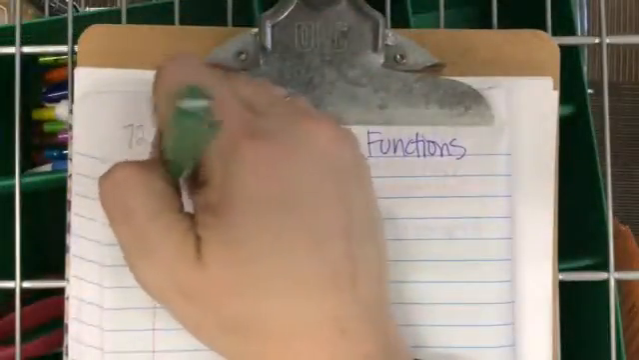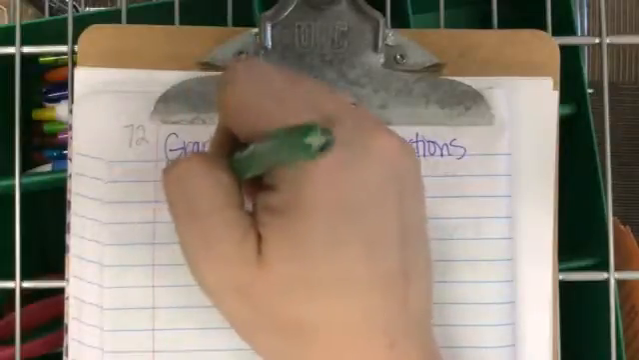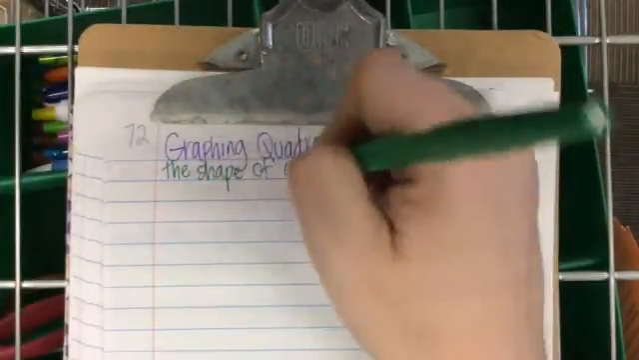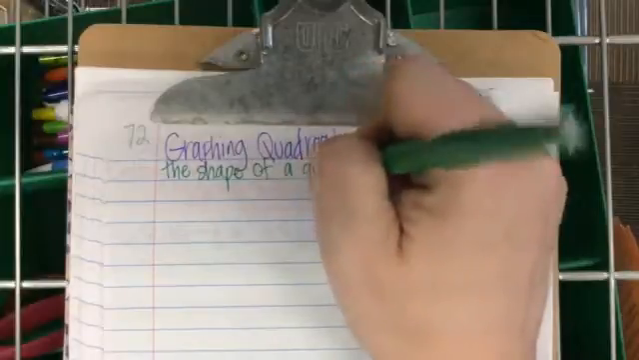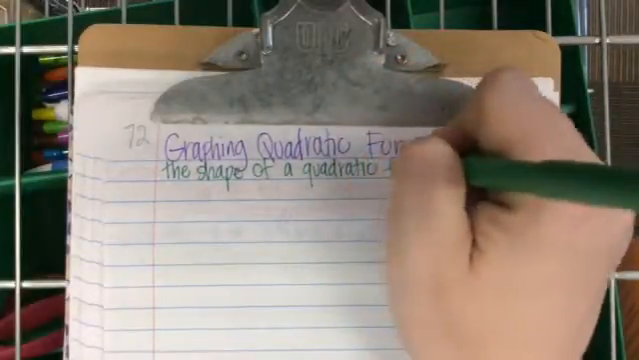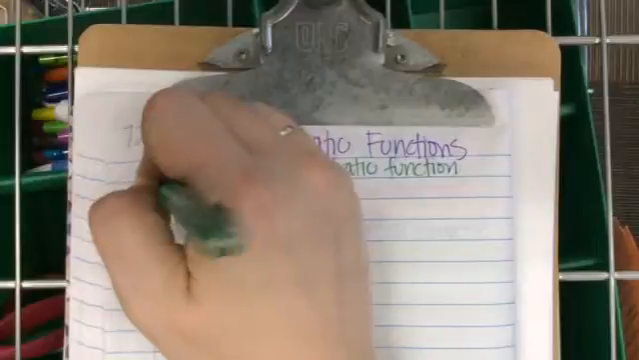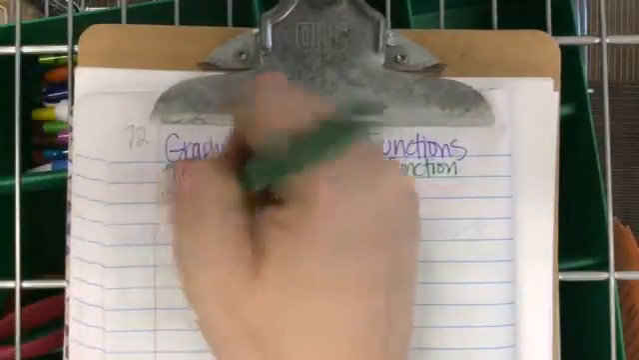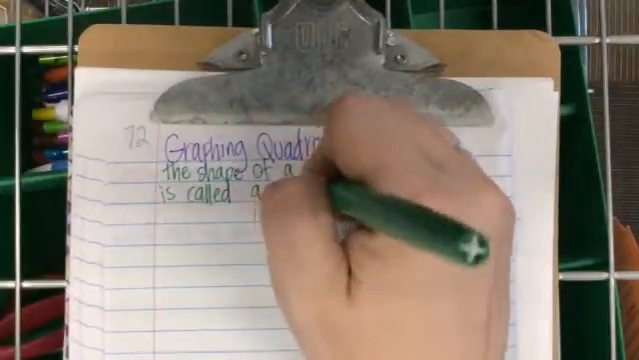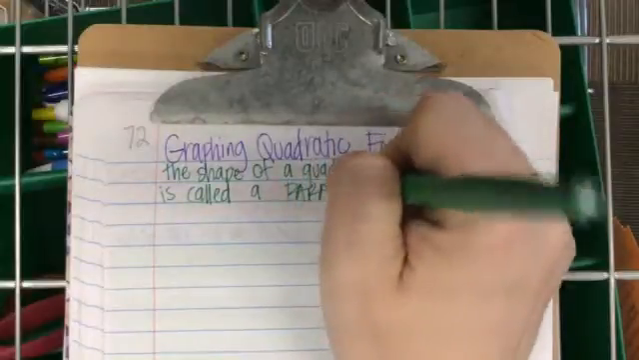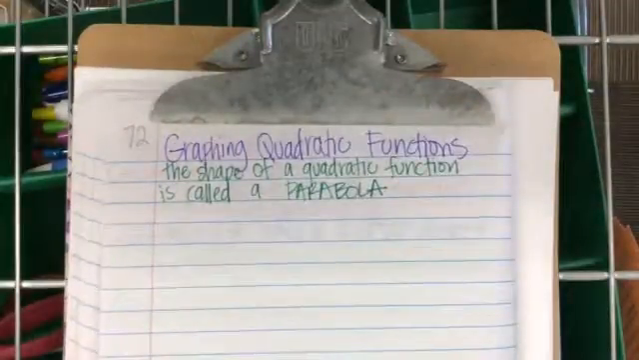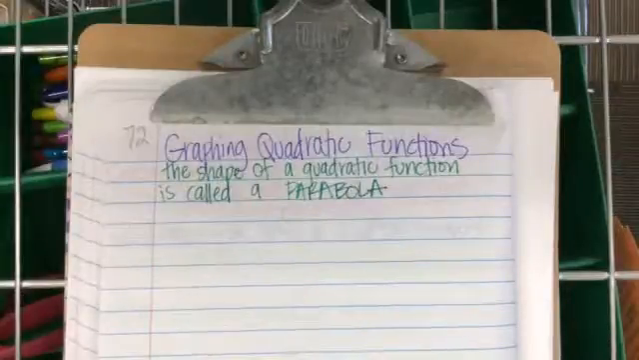Okay, so the shape that you're making today, the shape of a quadratic function, is called a parabola. The shape of quadratic functions is called a parabola.